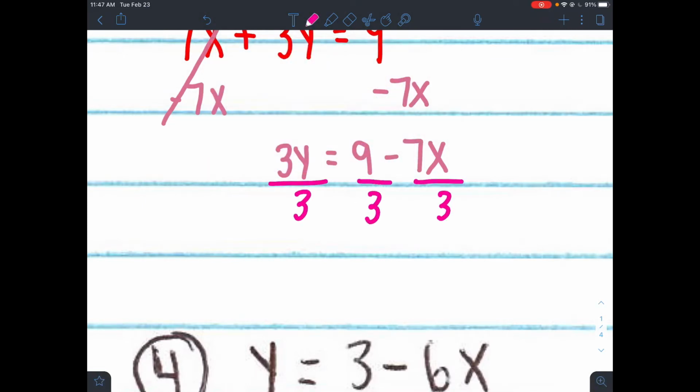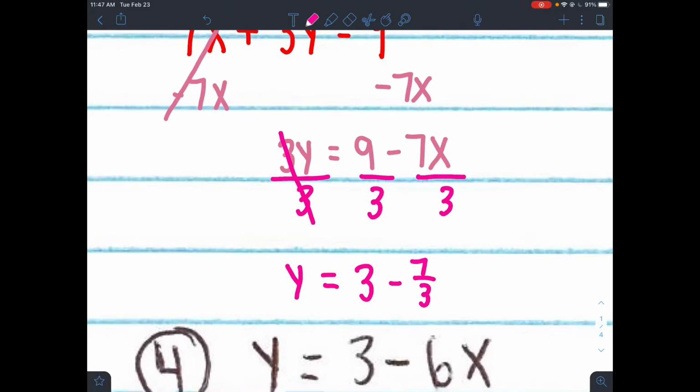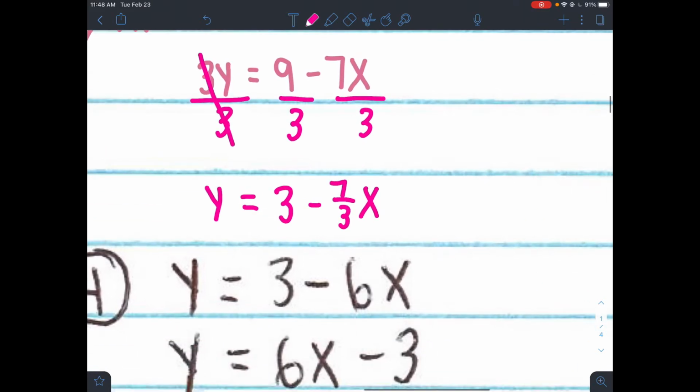Because you want to get that y by itself. 3 divided by 3 becomes 1, so 1y equals 9 divided by 3 is 3. -7/3 simplifies to -7/3. And then don't forget your x. You want to leave that x there because that x did not go away. Is this in slope-intercept form now? It is. It's in y = mx + b.